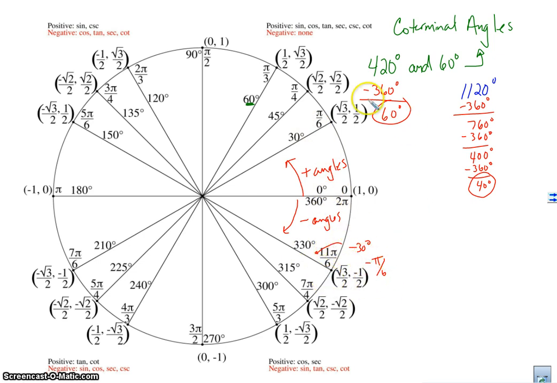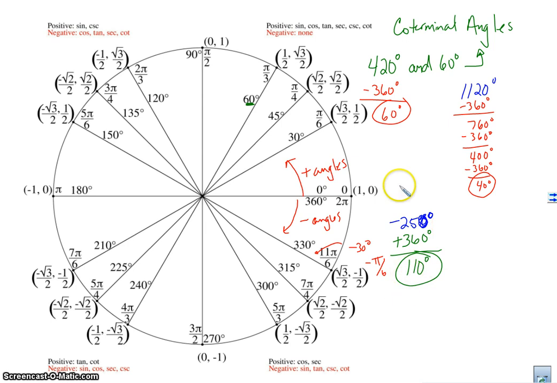Now what happens if they're negative angles? Well, you just do the opposite. Instead of subtracting 360, you're going to add 360. If I had negative 250 degrees and I want to know the angle coterminal to that, I would just add 360 degrees, and I would get 110 degrees. So that would be my coterminal angle with negative 250. Again, if you go negative, just add 360, and if it's a big negative number, then you just keep adding 360. So that's degrees.